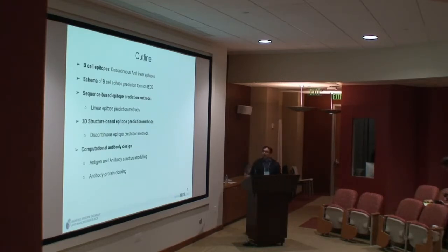So here's the outline of my talk. I'm going to go through a quick introduction on B-cell epitopes. We've been talking about epitopes since yesterday, so I don't need to dive into that too much. I'm going to talk about the schema, how these tools are arranged in the IEDB website. But again, it's pretty similar to what you have seen for MHC binding tools, so that will go quickly as well. Then I will dive into the sequence-based epitope prediction methods that we have for linear epitope prediction, and then the structure-based, which are for conformational or discontinuous epitope prediction.